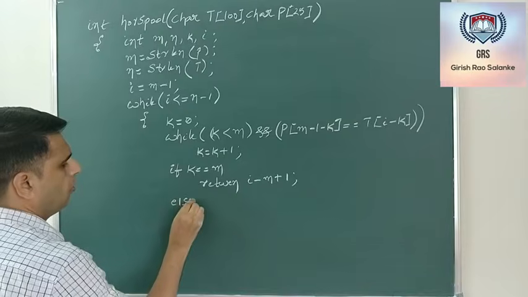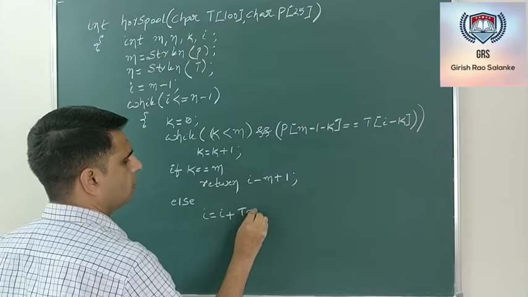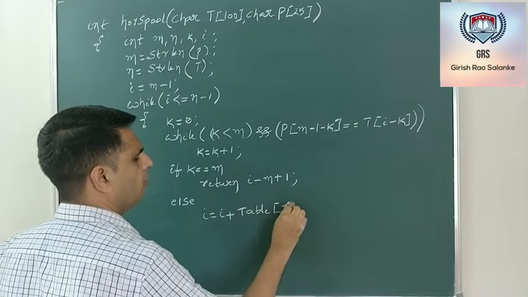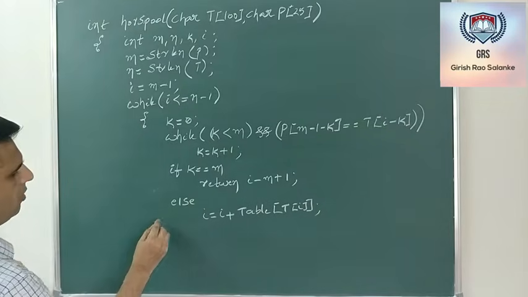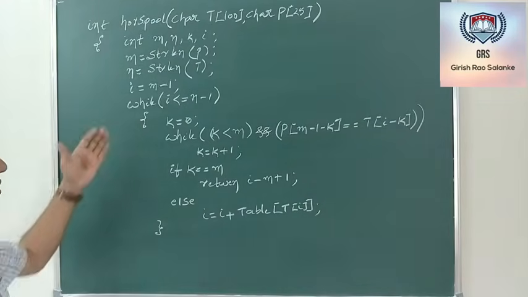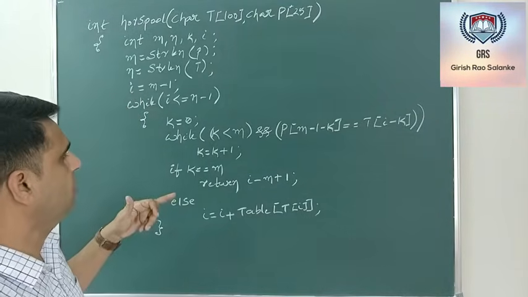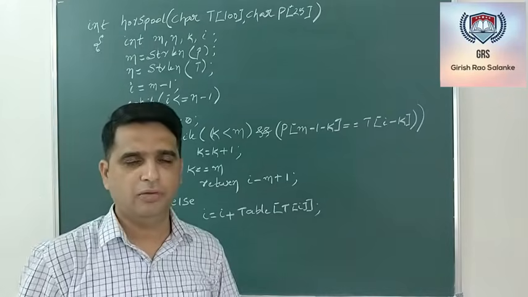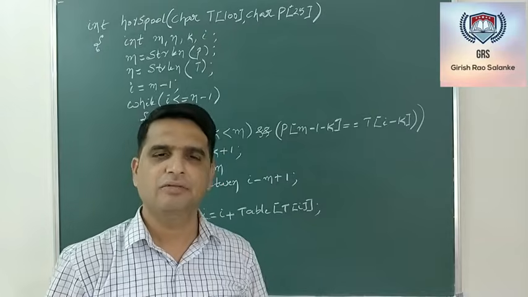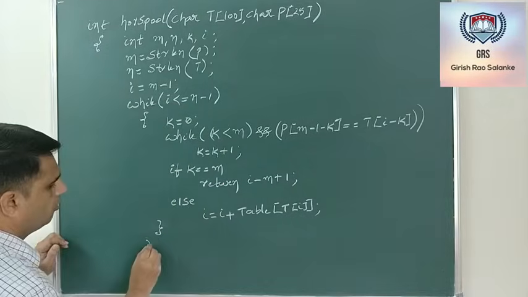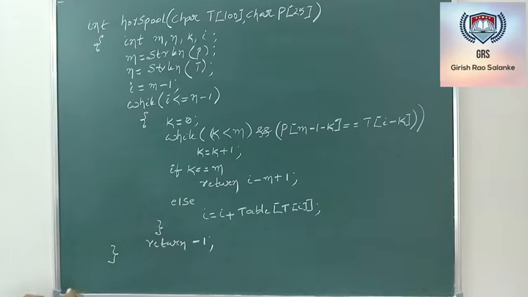Else, I need to update the value of i: i is equal to i plus table of t of i. Now close this while loop. After iterating n minus 1 times, wherein initially I had my i value as m minus 1, after coming out of the while loop, if you are not able to find the pattern, if the pattern is not there in the text, we are supposed to return minus 1. So return minus 1. Close the function.